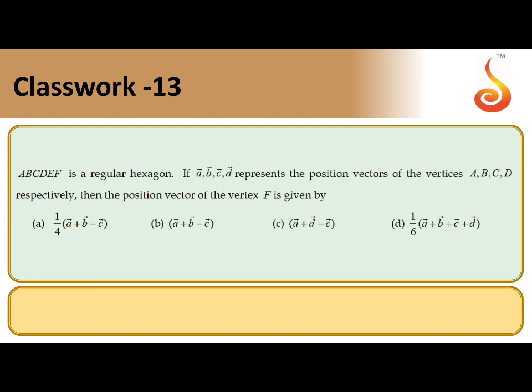13th question. ABCDEF is a regular hexagon. If A bar, B bar, C bar, D bar represent the position vectors of A, B, C, D, then find the position vector of F. So they are given OA bar equal to A bar, OB bar equal to B bar, OC bar equal to C bar, and OD bar equal to D bar. They are asking the position vector of F in terms of A, B, C. So I will solve the question on the next page. This is clear.